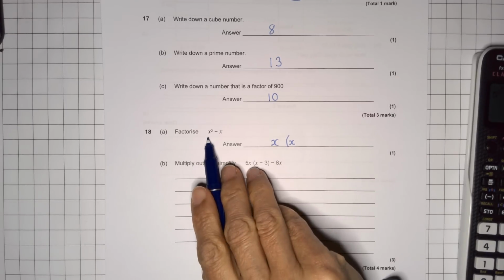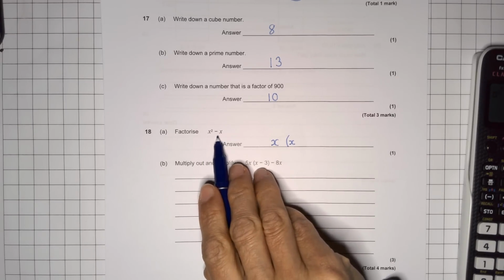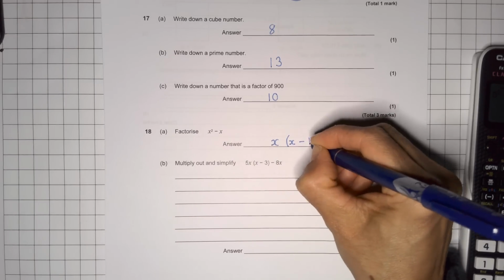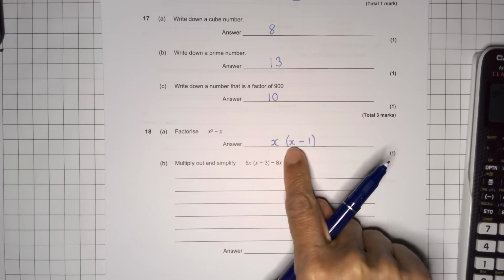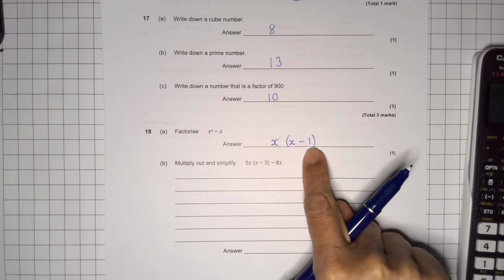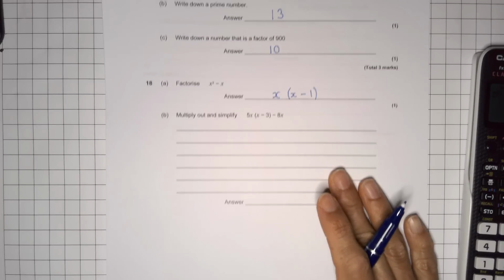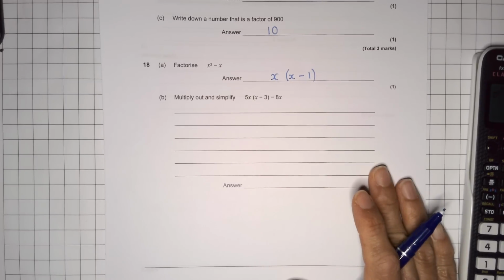x times x is x squared, and if I divide that by x, I'm going to be left with 1. x times x is x squared, x times 1 is x, and then the negative is what's there, or the minus. Okay. Now they're asking us to multiply out and simplify.